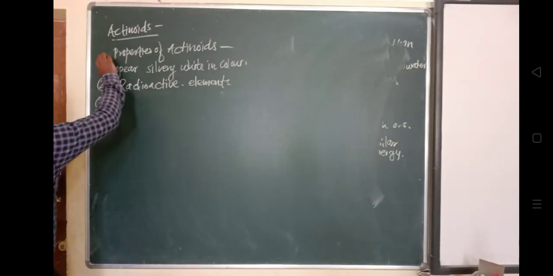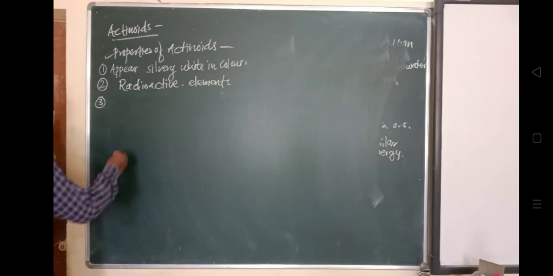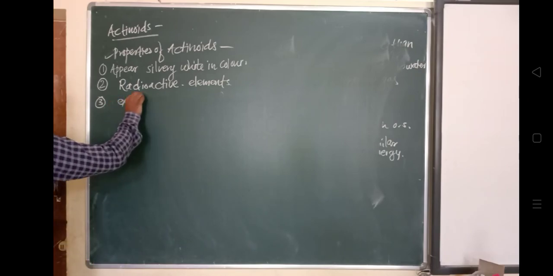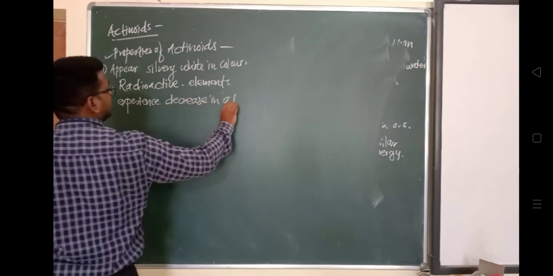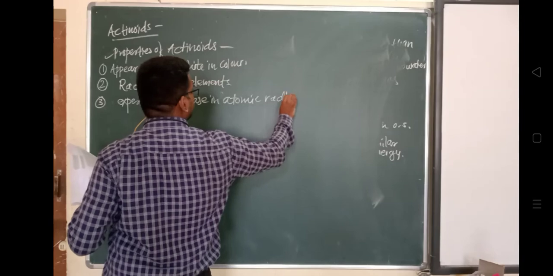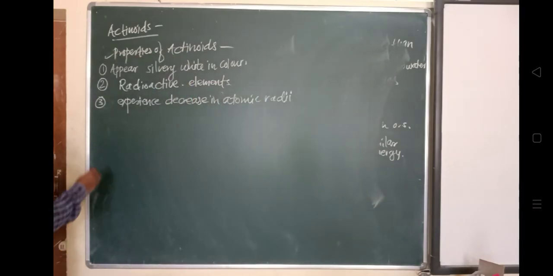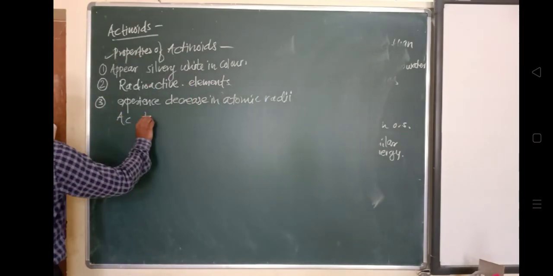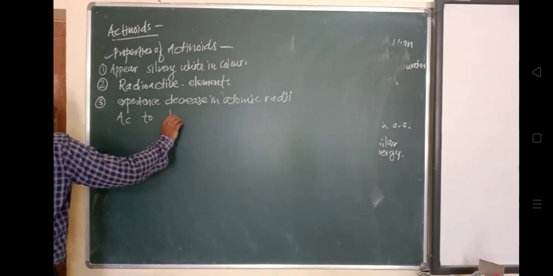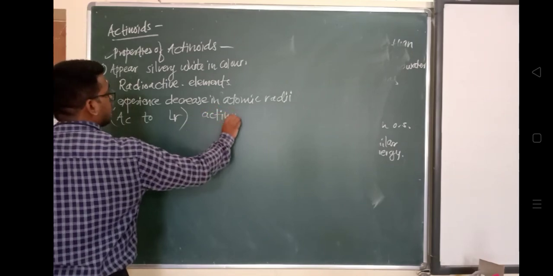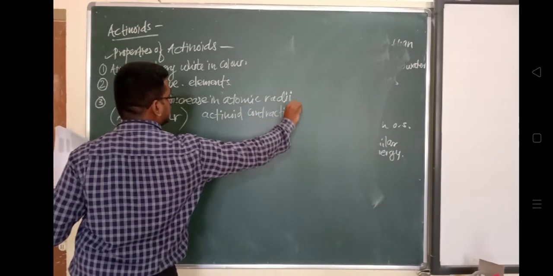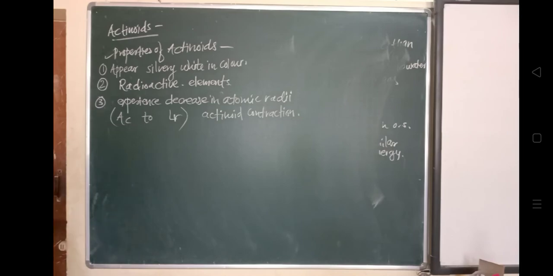The actinoids experience a decrease in atomic radii, which is known as contraction, from actinium to lawrencium. That is the actinoid contraction. This actinoid contraction takes place due to increasing nuclear charge and filling of 5f orbitals, which contract, the same as in the lanthanides.